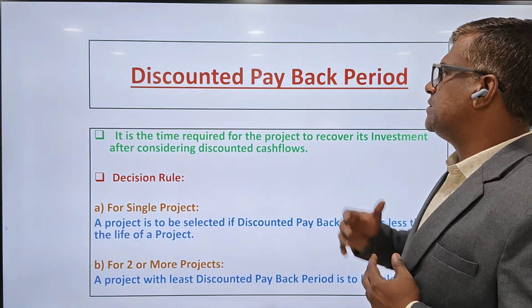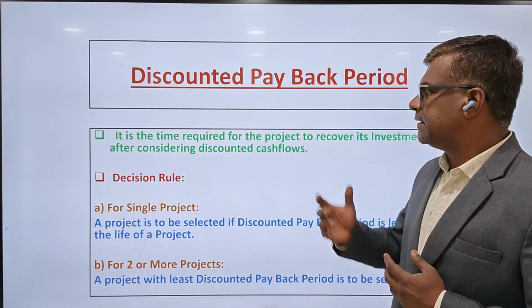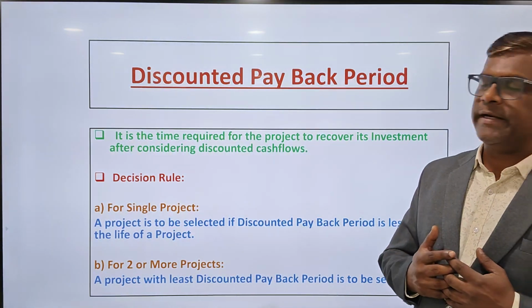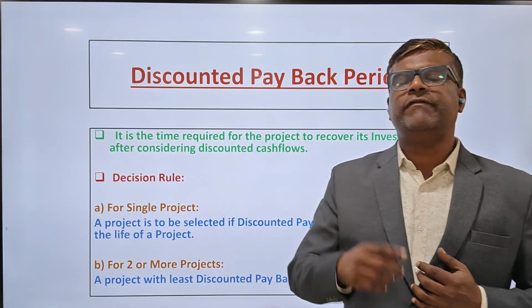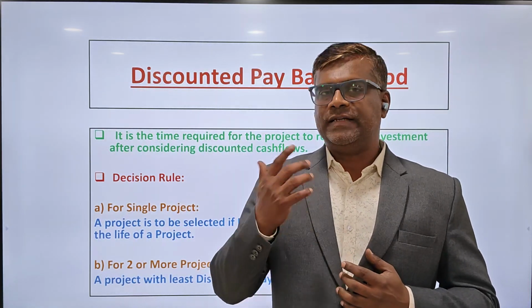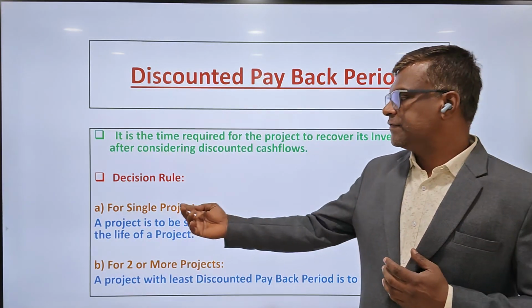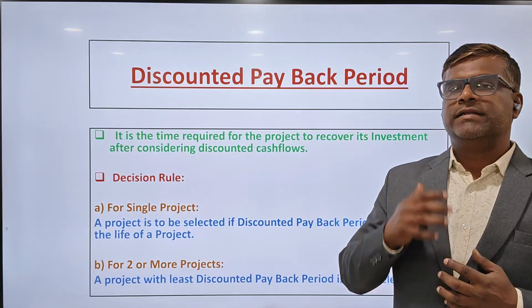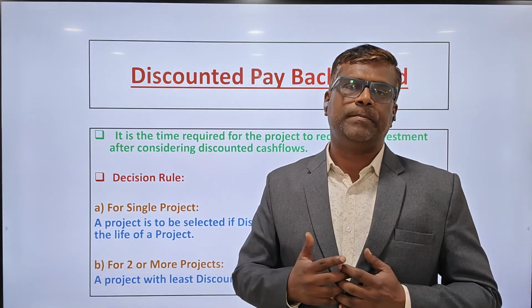The first technique is discounted payback period. Discounted payback period is nothing but the time required for the project to get back its investment after considering the discounted or present values of cash flows. And the decision making rule under the discounted payback period technique is, for a single project, a project is to be selected if the discounted payback period is less than the life of the project.